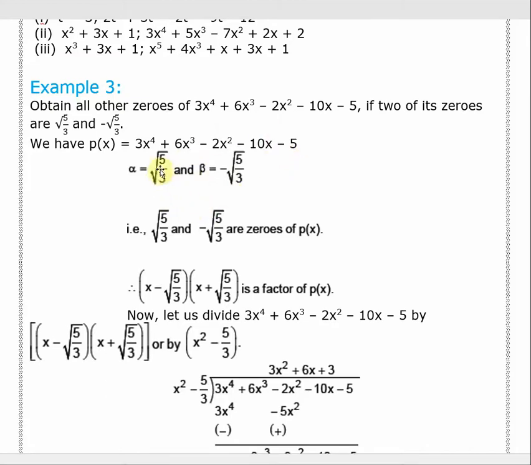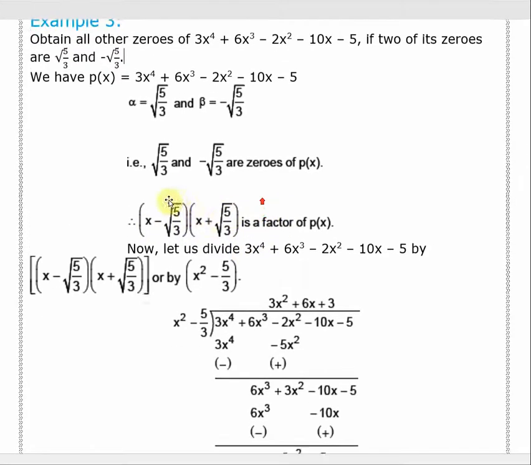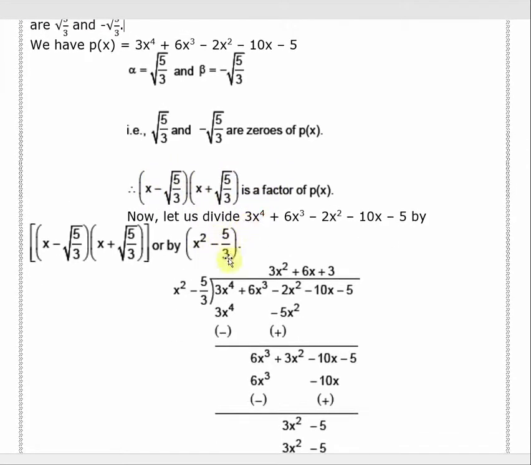If so, then x minus alpha into x minus beta will also be a factor of that polynomial. So x minus root under 5 by 3 into x plus root under 5 by 3 is a factor. It is written over here. Now this multiplication gives us x square minus 5 by 3. That means x square minus 5 by 3 becomes a factor of this.